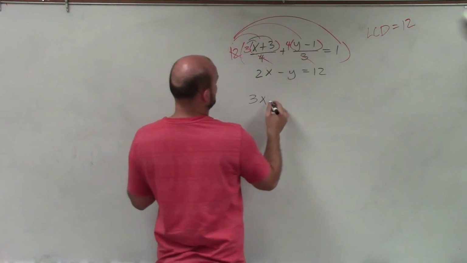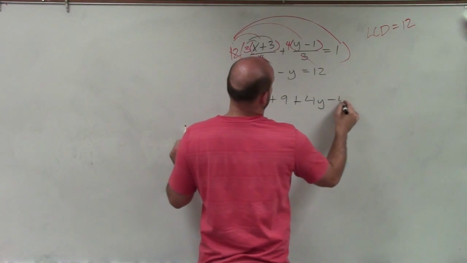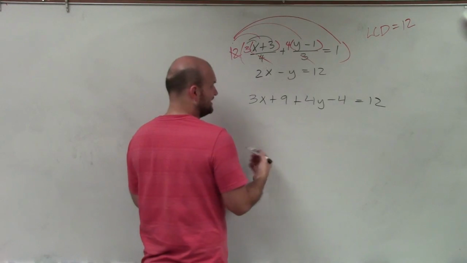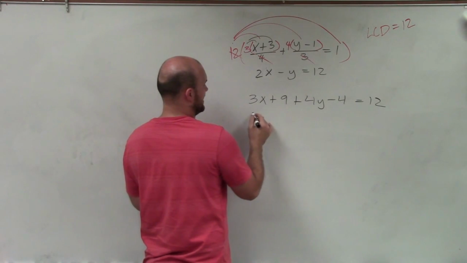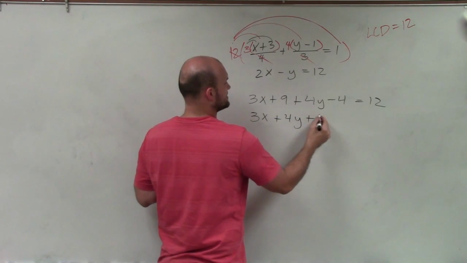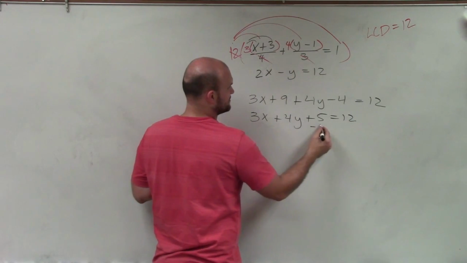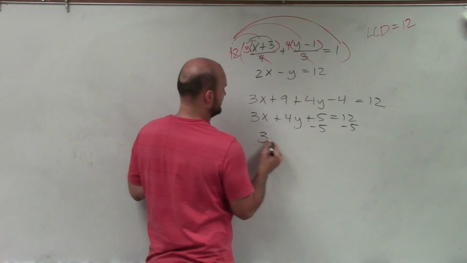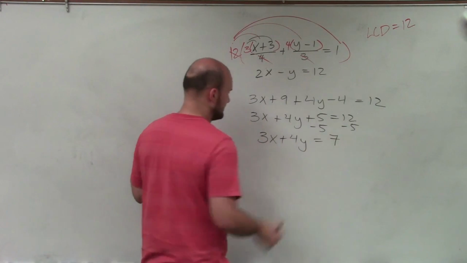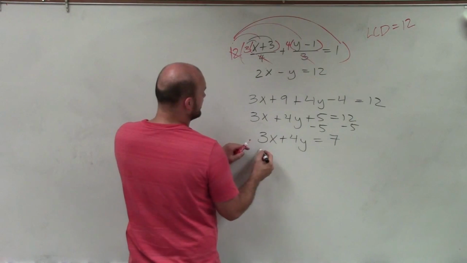So therefore, I'm going to have 3x plus 9 plus 4y minus 4 equals 12. Then I can combine these two, so I have 3x plus 4y plus 5 equals 12. Then I only want to get the x and y's by themselves, so I subtract 5, and my final equation is 3x plus 4y equals a positive 7. All right, so I did all that work to get to this new equation. Now let's go back to our two other equations.